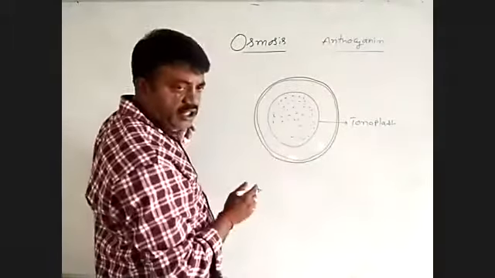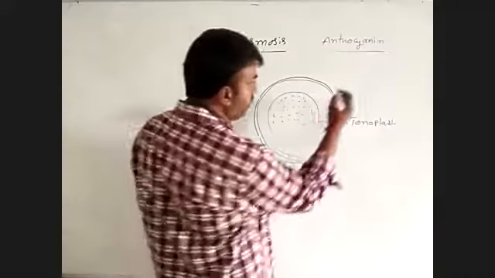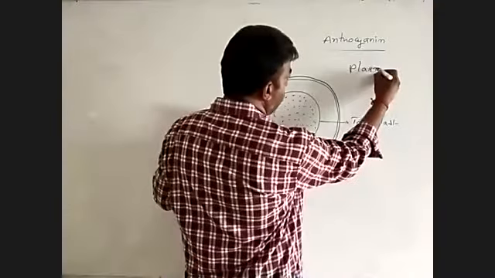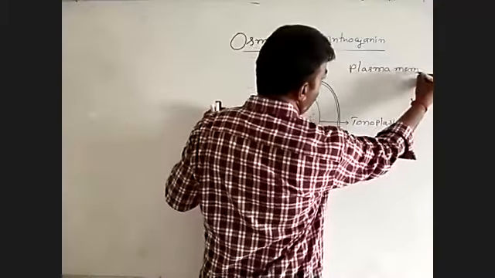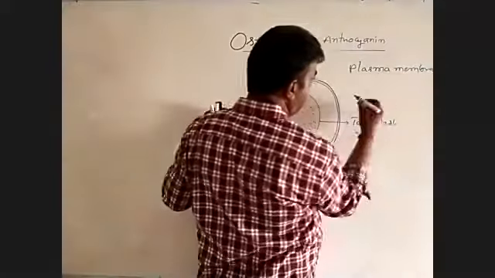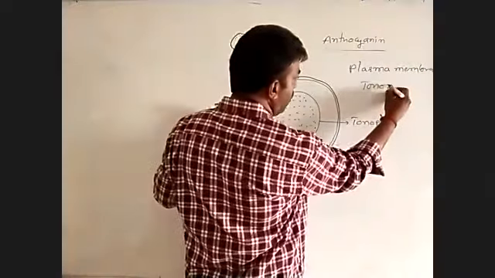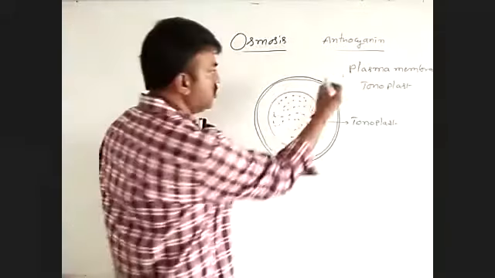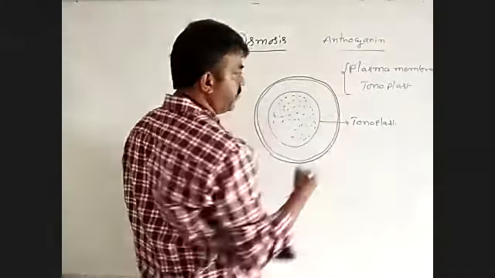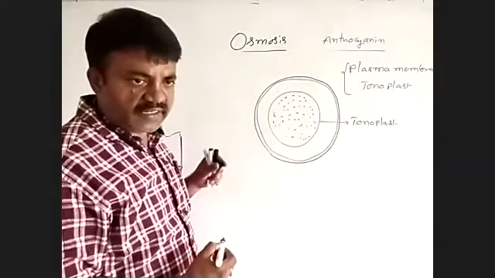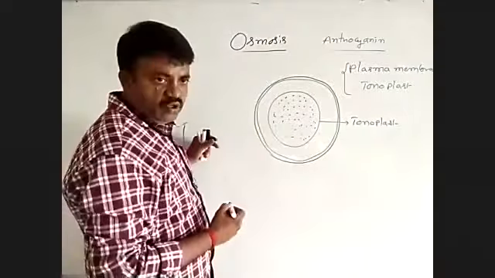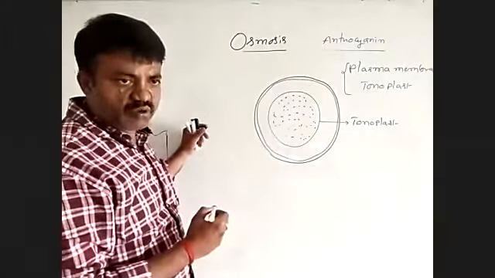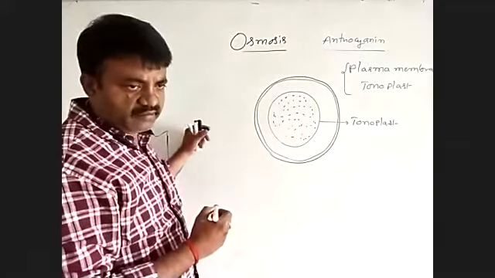Very important. In the plant cell, there are two determinants for the movement of water: the plasma membrane, and second, the tonoplast or vacuolar membrane. These are the two important determinants for the movement of water. The cell wall is not applicable because it allows water and is not a barrier.